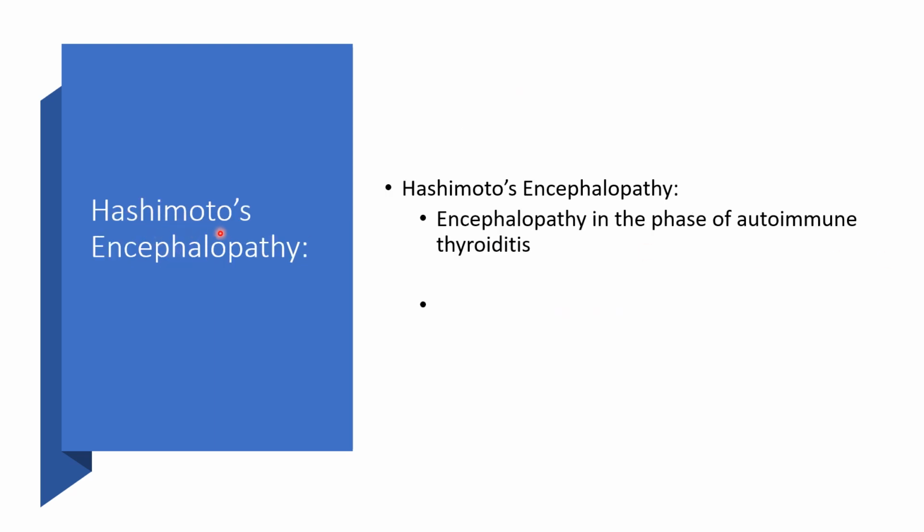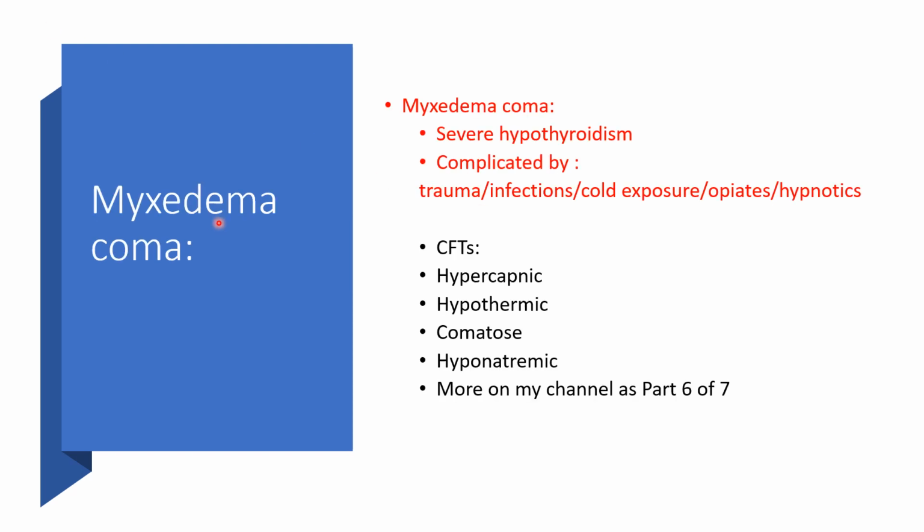Now, Hashimoto's encephalopathy. When there is serious hypothyroidism, the brain is not left untouched. So there's likelihood of Hashimoto's encephalopathy. This is encephalopathy in the face of autoimmune thyroiditis. That has a separate presentation. I will not even delve into that right now.